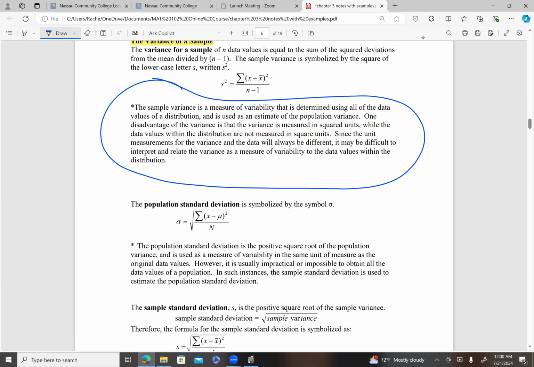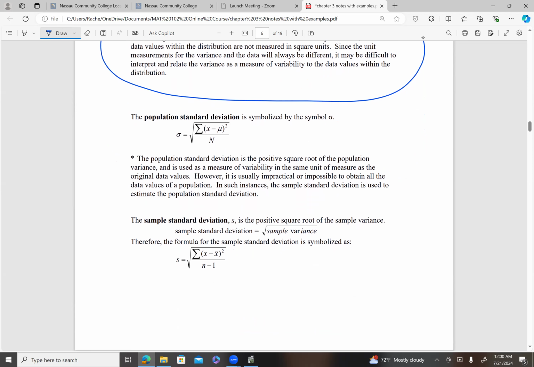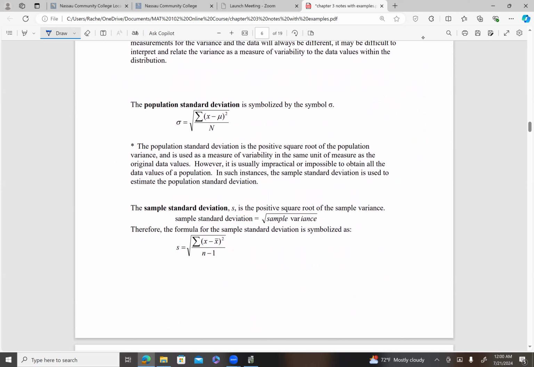So typically what we do is we unsquare this value, or we take the square root, right? That's how we unsquare something. So this brings us to the standard deviation. So the standard deviation, whether it's the population standard deviation or the sample standard deviation, is just the square root of the variance. So if we take the square root of the variance, we're not in square units anymore. And now it's going to be easy to relate this measure of variability back to our distribution.